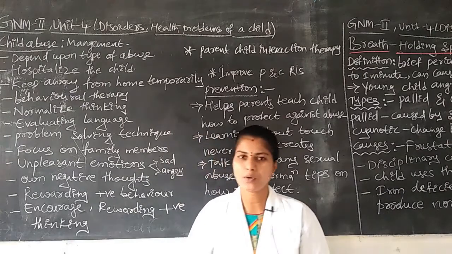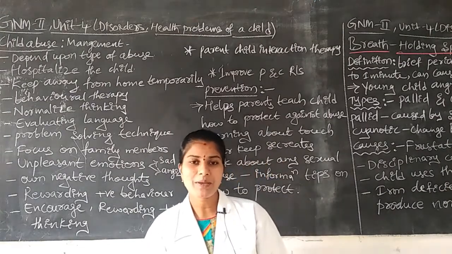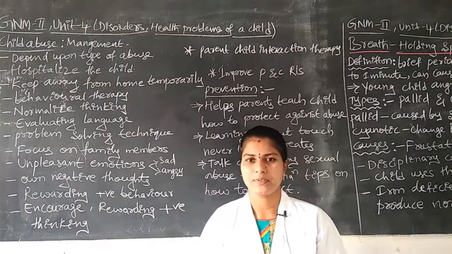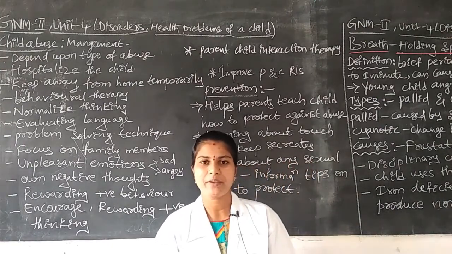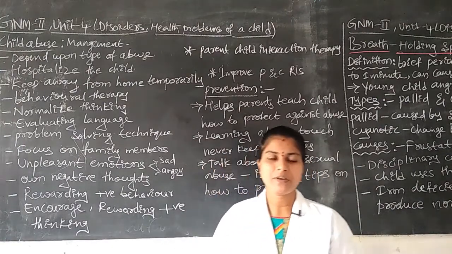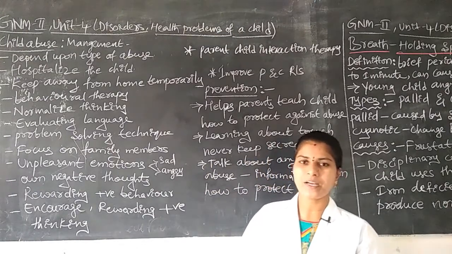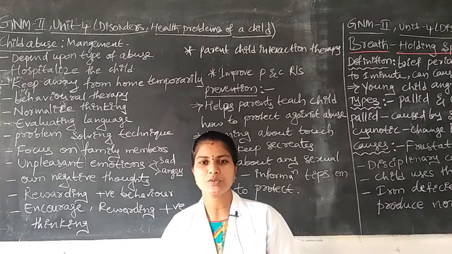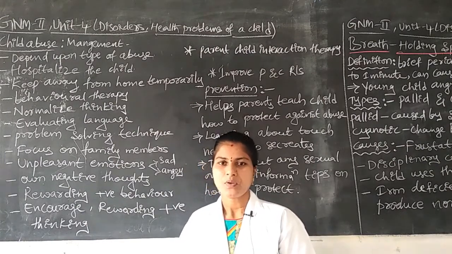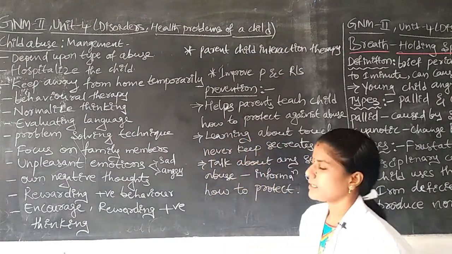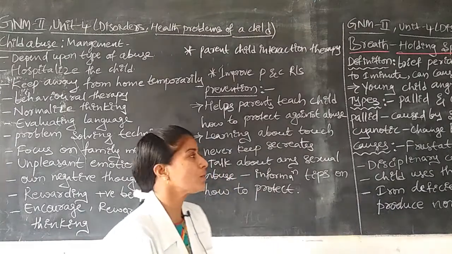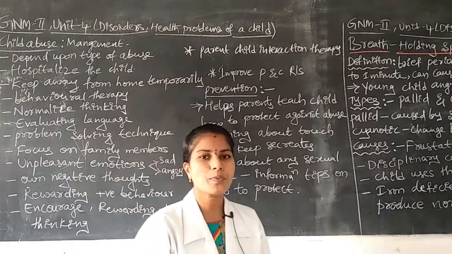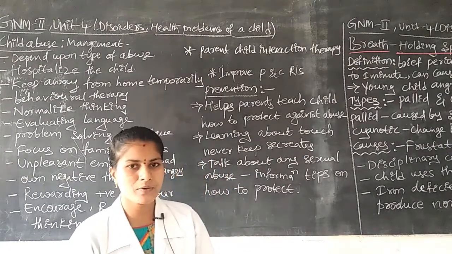As a nurse, we have to give some type of information on how to improve the parent and child relationship. Okay, what is the better way? What is the best way of improving the relationship? That will be providing complete and clear information to the parents and children. Okay, next one is prevention. In this prevention, we have to help the parent teach the child how to protect against child abuse.